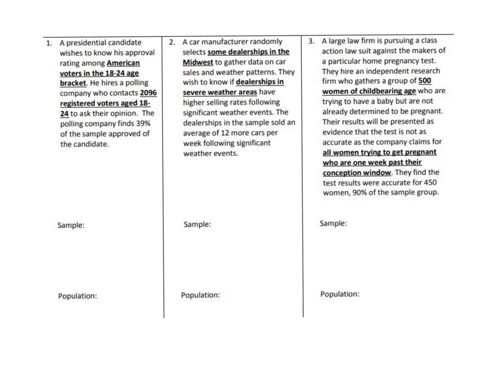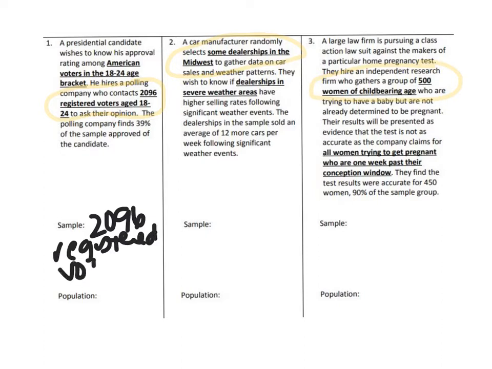Okay, on problem number 1, they want you to read through this and tell them what the sample and the population is. So my sample are going to be those things that have numbers associated with them. So for example, like my 2,096 registered voters, some dealerships in the Midwest, 500 women of childbearing age. So that is my sample, the 2,096 registered voters.